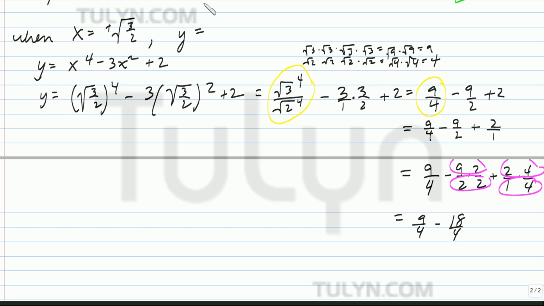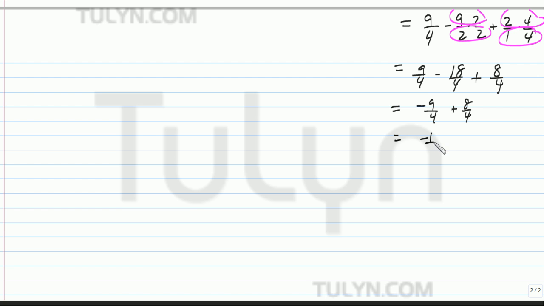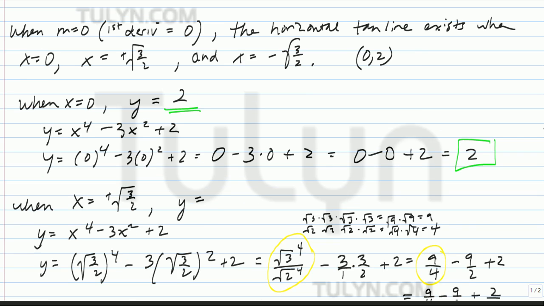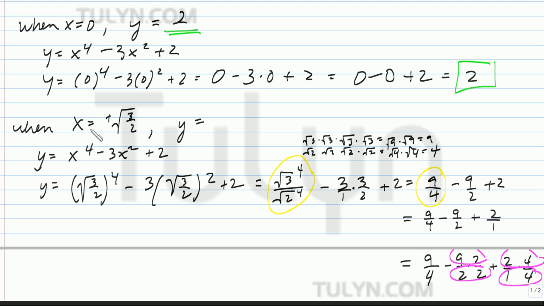So remember, when you're multiplying fractions, you just go ahead with numerator times numerator and denominator times denominator. 2 times 4 is 8 over 4. So then 9 minus 18 is negative 9 fourths, plus 8 fourths. Different signs subtract, it's going to be negative 1 fourth. So I'm going to write over here, when x equals square root of 3 halves, y equals negative 1 fourth.